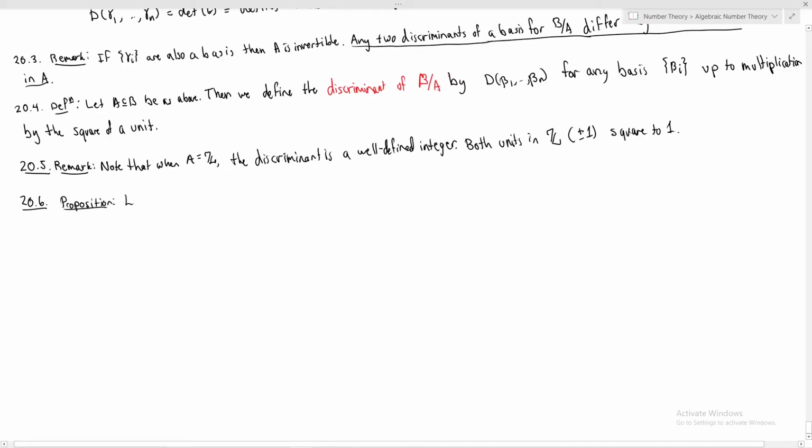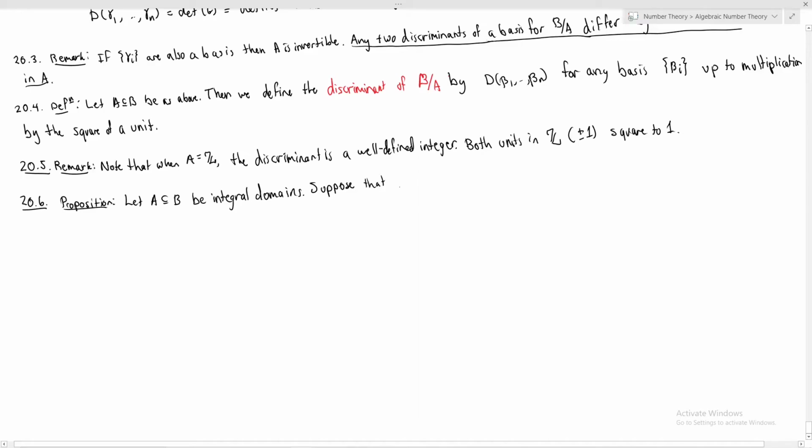So we're going to let A contain B be integral domains. In this setting, they're going to be assumed to be integral domains. I cannot imagine a situation in which we would use this machinery when A and B weren't integral domains. I'm sure there probably is one, but we're going to suppose, basically, this is not a very restricting assumption, at least for our purposes.